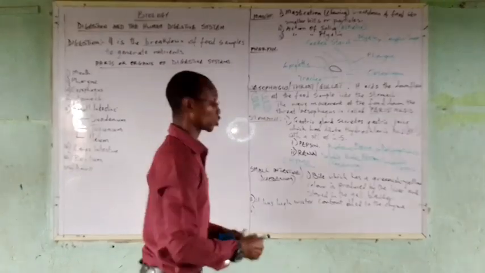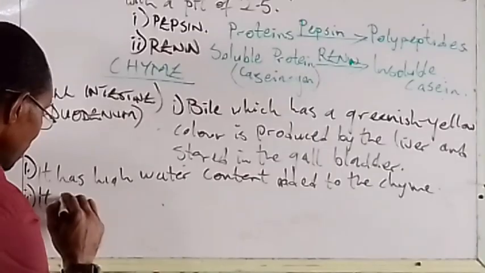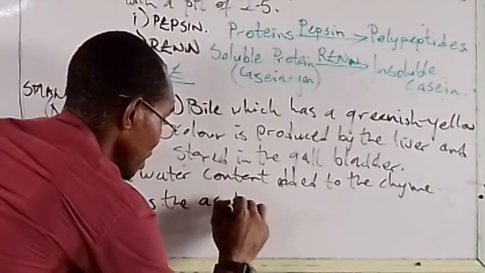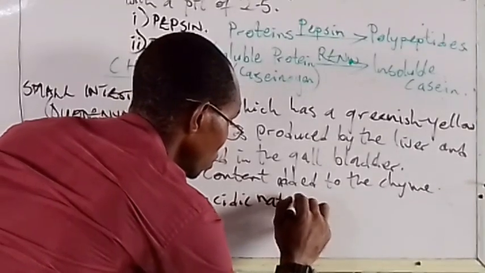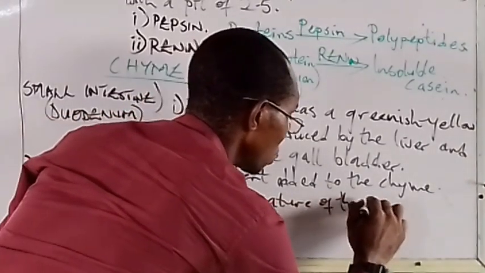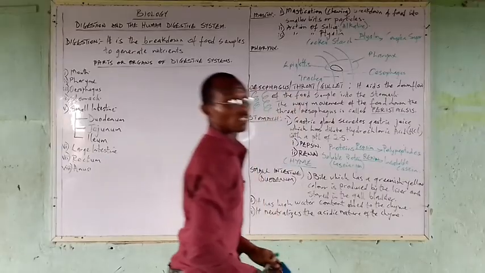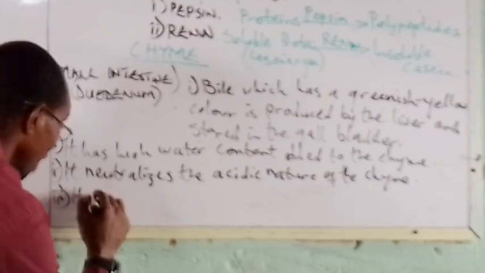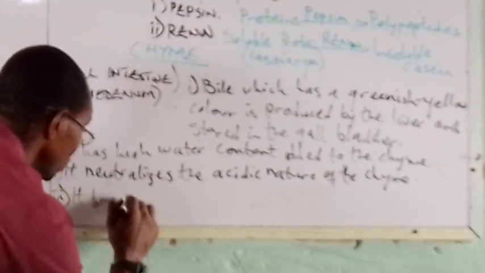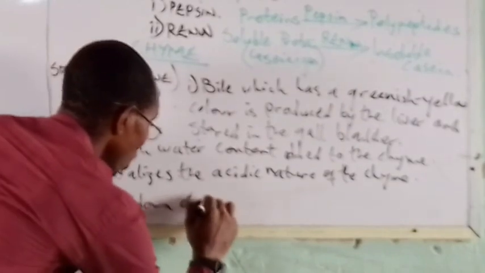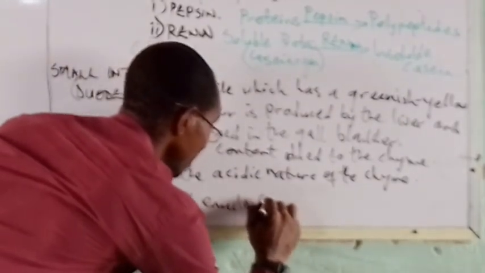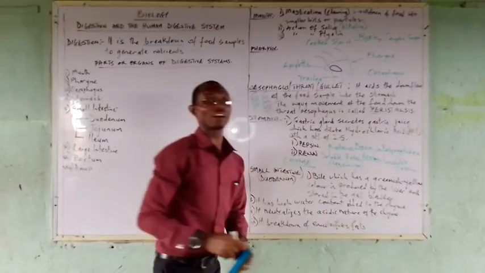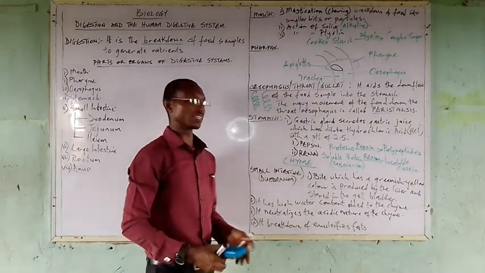So that is the number two function of the bile: it neutralizes the acidic nature of the chyme. And then number three is the fact that it helps to break down fat. It breaks down or emulsifies fat. It helps to break down fat. That is the number three function of the bile.